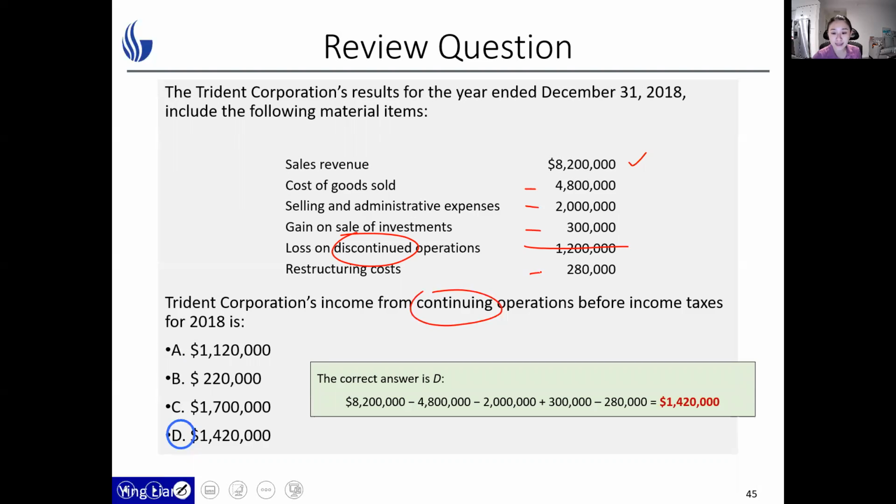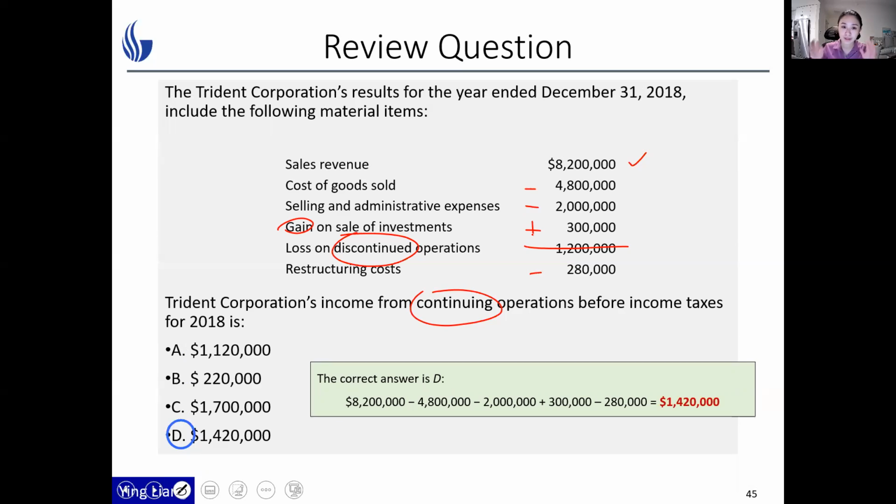The answer is D. So we use 8.2 minus 4.8 minus 2 million plus 300. Sorry, this is a gain on sale. I almost forgot. So it's a plus because it's a gain. So plus $300,000 minus $280,000 equals $1.42 million.